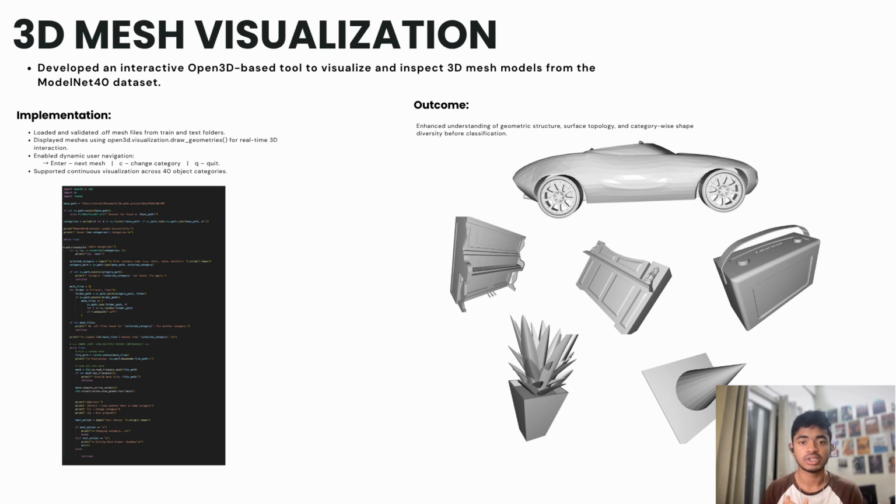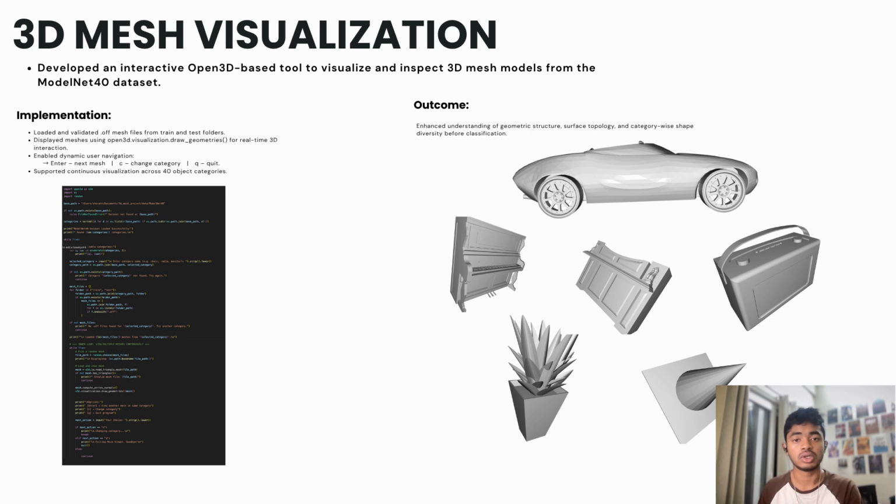The visualization stage was implemented in visualize mesh.py, a fully interactive 3D viewer powered by Open3D. When executed, the program lists all 35 categories, allowing users to type a category name such as chair or radio. Once selected, the program randomly picks and displays one 3D mesh from that category.